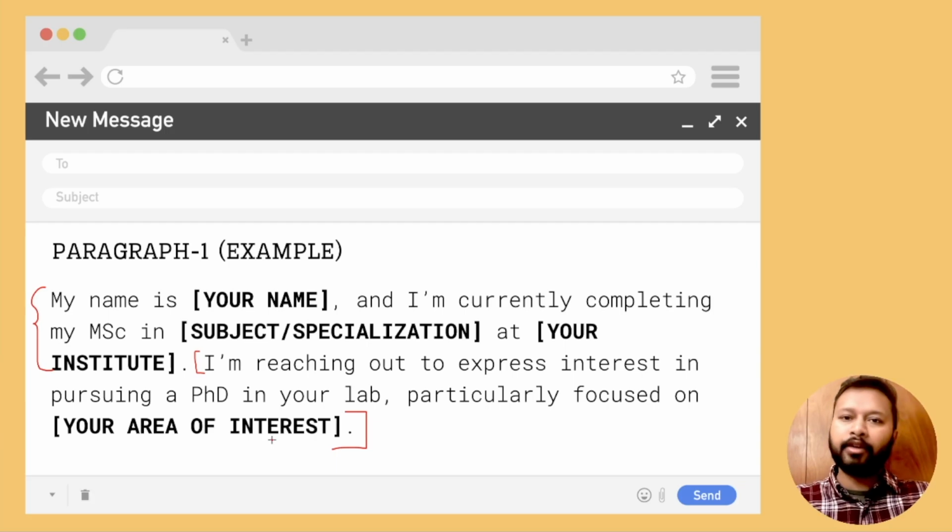So the first paragraph is about you. It's just like how you meet someone. When you meet someone, you say hi and hello, and then you tell about yourself, right? Hello, I am this and this, and then you tell more things to that.